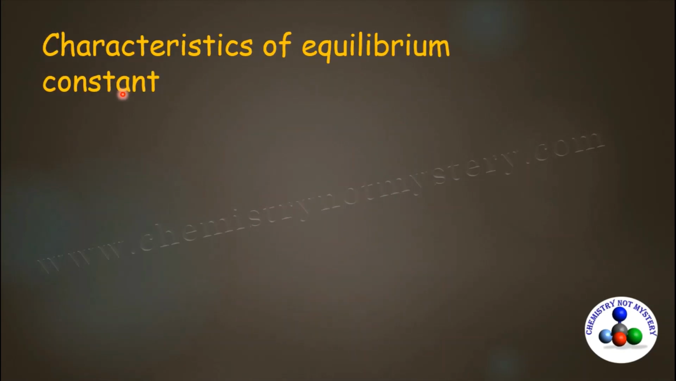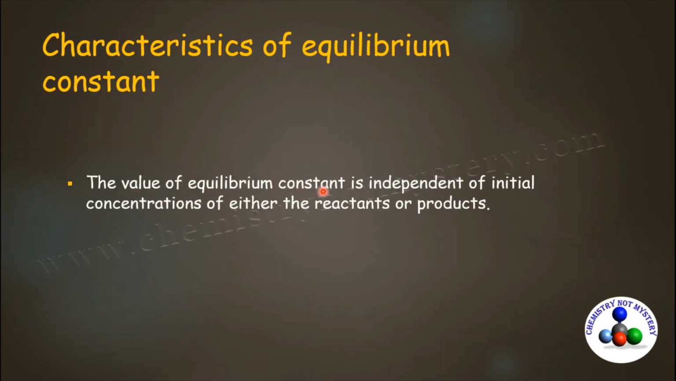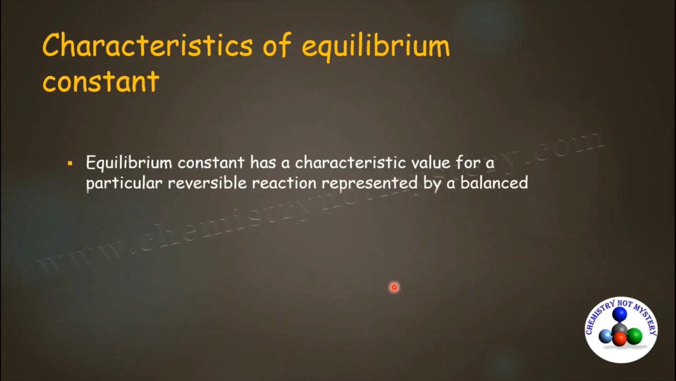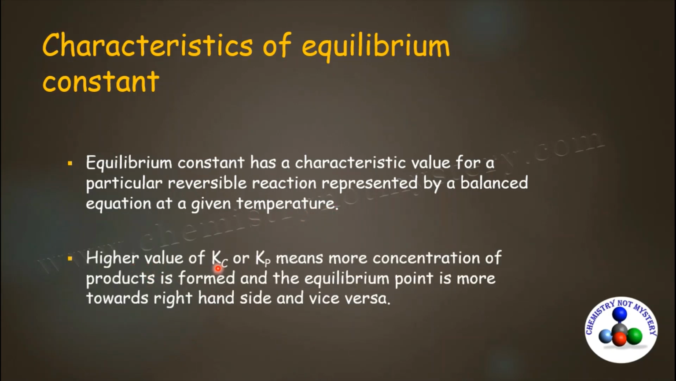Now come to the characteristics of the equilibrium constant. The value of the equilibrium constant is independent of the initial concentrations of either the reactant or product. The equilibrium constant is temperature dependent, hence Kc or Kp both change with changing temperature. The equilibrium constant has a characteristic value for a particular reversible reaction represented by a balanced chemical equation at a given temperature, as it is temperature dependent. A higher value of Kp or Kc means more concentration of product is formed and the equilibrium point is more towards the right hand side, or vice versa.